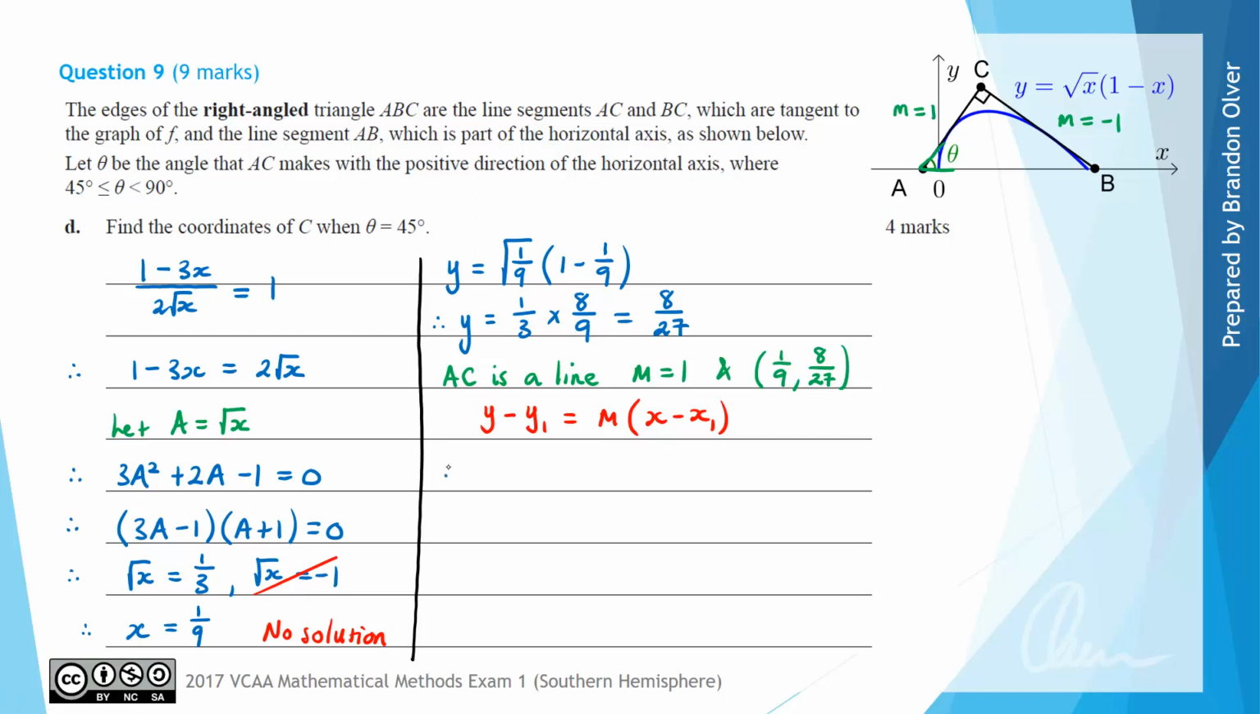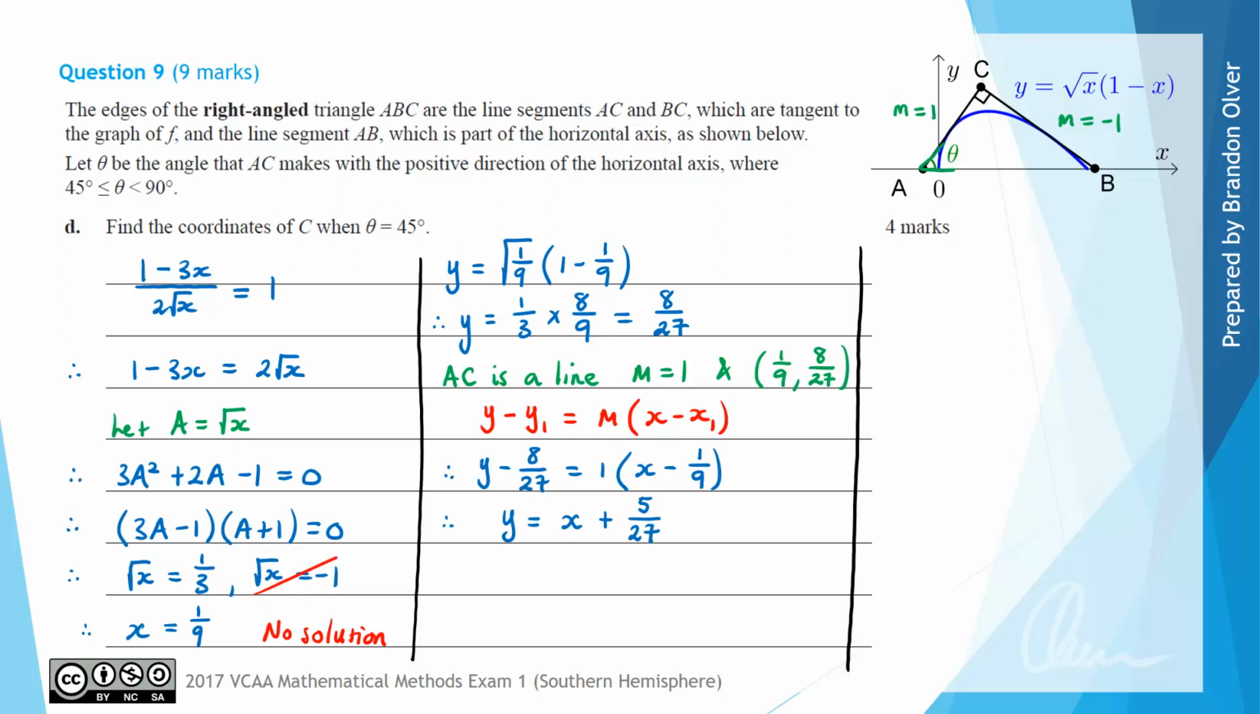So this will give us y minus 8/27 is equal to the gradient, which is +1, times x subtract x1, which is 1/9. And this will give us y equals, on the right hand side, x minus 1 on 9, which is the same as minus 3 on 27, and then we add 8 on 27, giving positive 5 on 27. So that's the equation of the line AC.